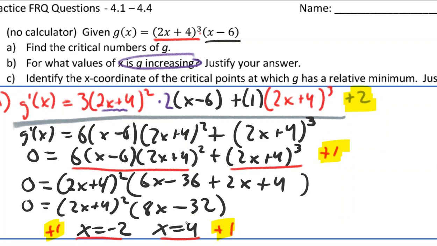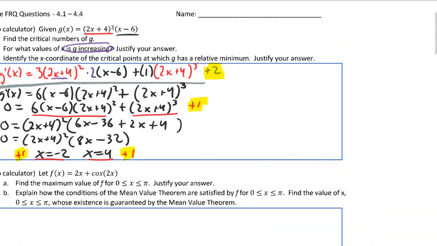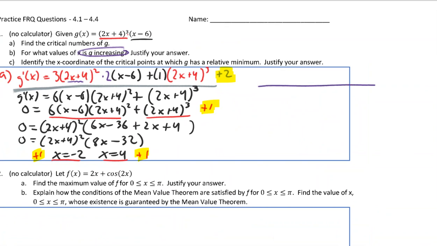Okay, and this part A helps out a little bit. Critical numbers, they're not just things we randomly ask you to find. The reason why they're so important is these are the two places it might be changing direction. So you probably want to do a sign chart. Make sure you're adding enough information to this sign chart.